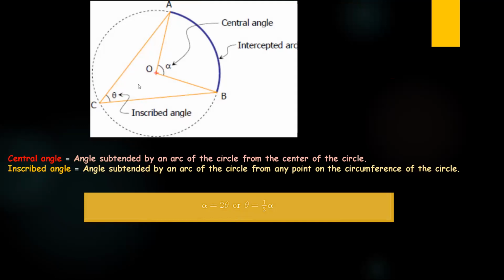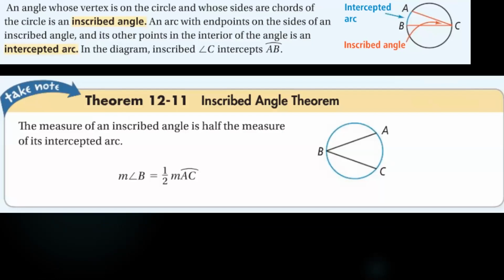Now, alpha, which is the central angle, is double theta, the inscribed angle, or theta is half alpha. You can say that the central angle is double the inscribed angle, or the inscribed angle is half of the central angle. So this is the definition of the inscribed angle, the intercepted arc, and the central angle. Now let's come back to our lesson to see what our theorem is here.